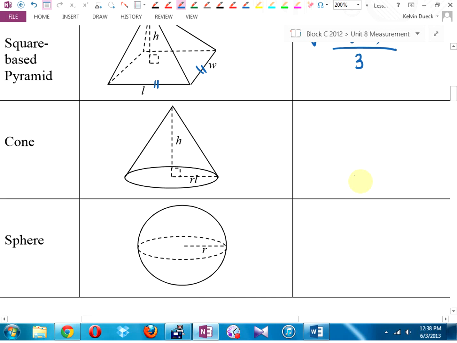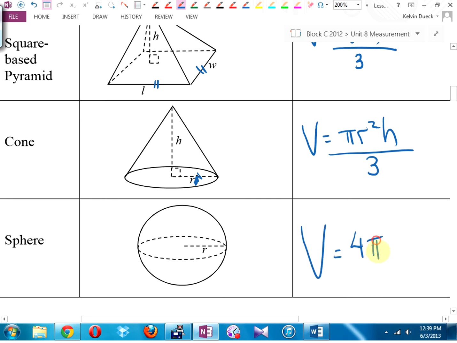What about a cone? By the way, it says RL. That L shouldn't be there. Can you scribble out that L, please? Pi r squared h over 3. Sphere, 4/3 pi r cubed. How do you type 4/3 into your calculator? 4 divided by 3.